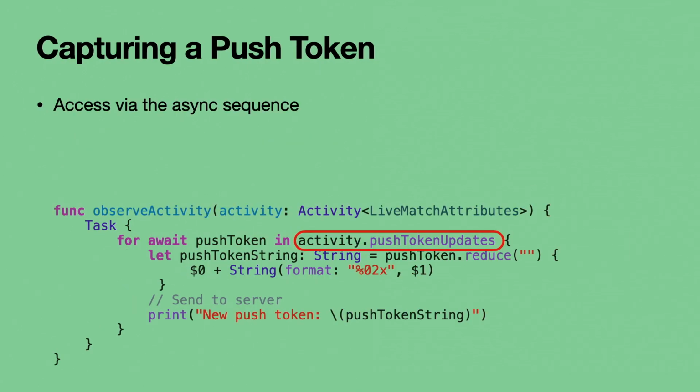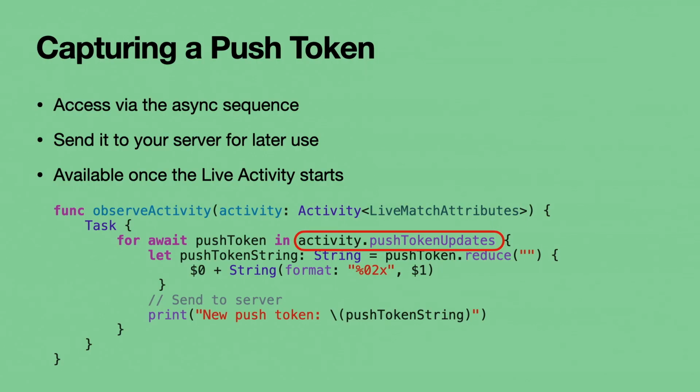Update tokens, I've kind of already mentioned these, but you can access them through a different async sequence that exists on an individual activity. Again, you want to send it to your server, associating it with the current device as well as the current activity. Each activity has an ID, so you can map that accordingly. This is available asynchronously once a live activity starts. The phone will call this every time there's a new or updated token unique to that live activity, so it's best to keep that subscriber running as long as you can.